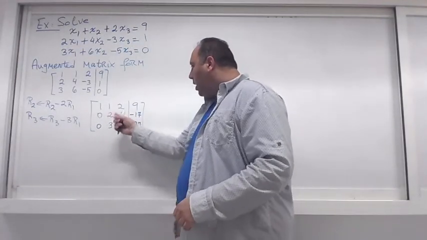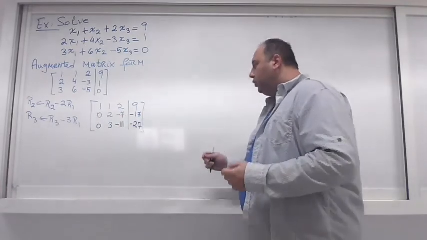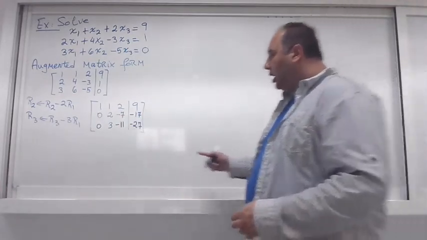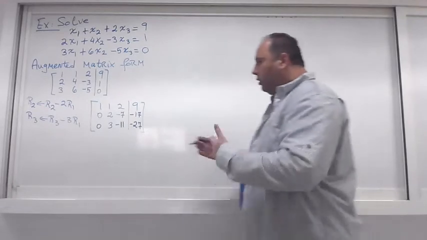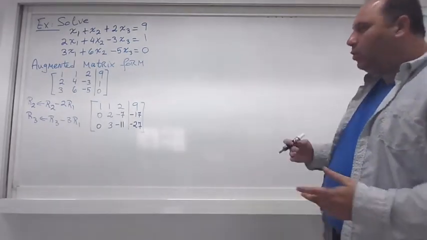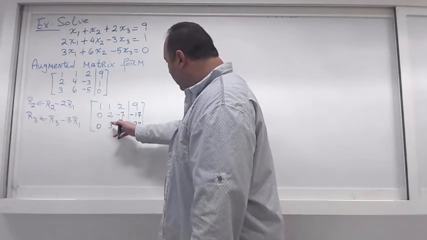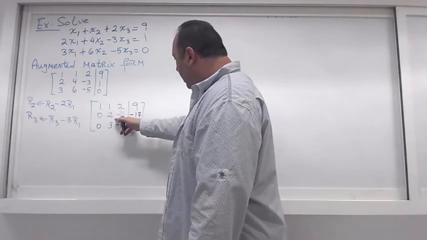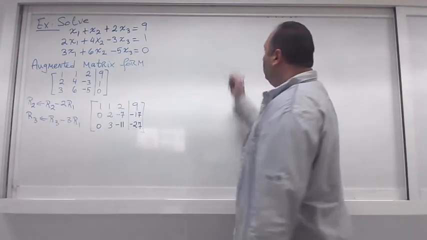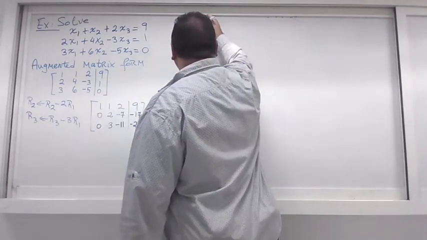I know I would like to have 1 here, but if I divide by 2, I produce fractions. Okay, I don't like that. So how about doing 1 or 2 extra steps to get 1 without fractions? One of the options I have is to say, okay, let's take row 2, replace it by row 2 minus row 3. Let's see what that gives.